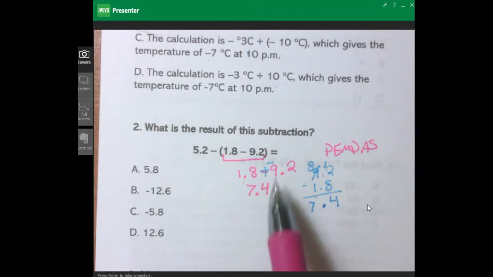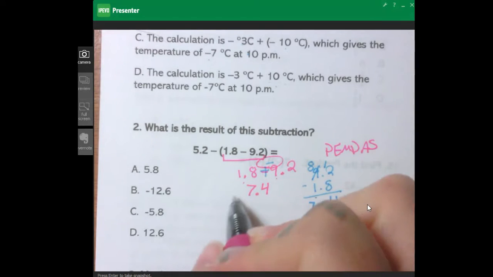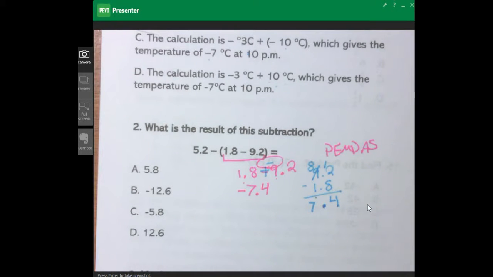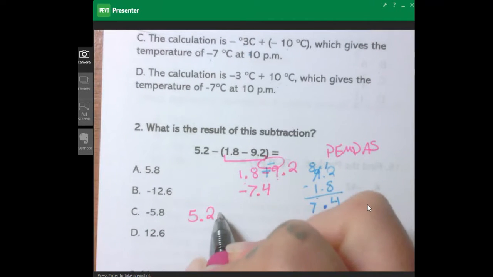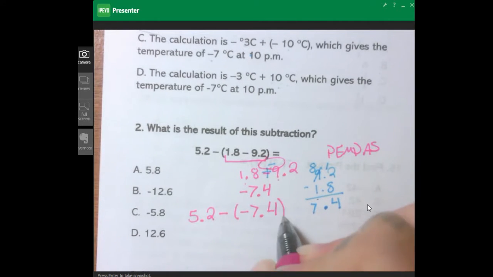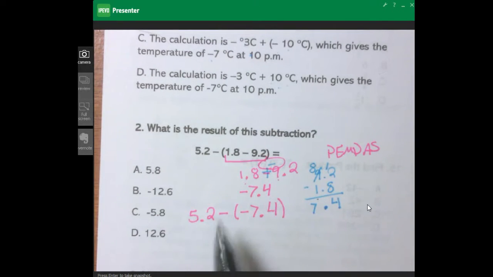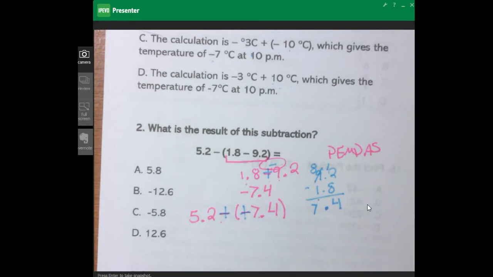7.4. And now we have to look at which number is bigger so that we can find our sign. 9.2 is bigger and it's negative. So this is a negative 7.4. So now we have 5.2 minus negative 7.4. And again, now we're subtracting a negative. We're going to do the same thing we did here, and we're going to get rid of that subtraction. So now we're going to add the opposite. So now I'm adding a positive.